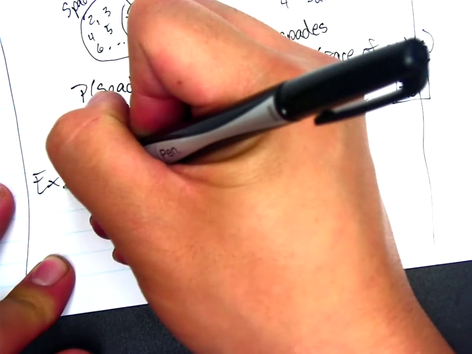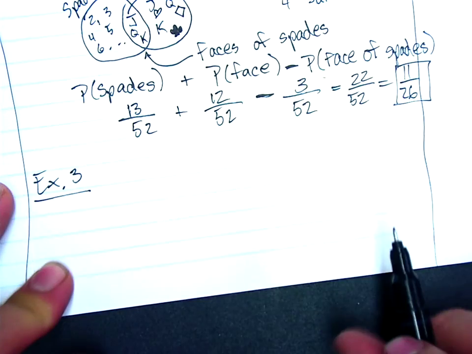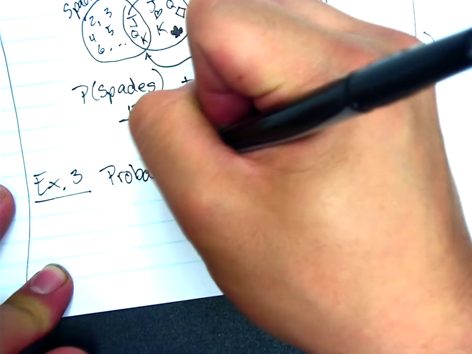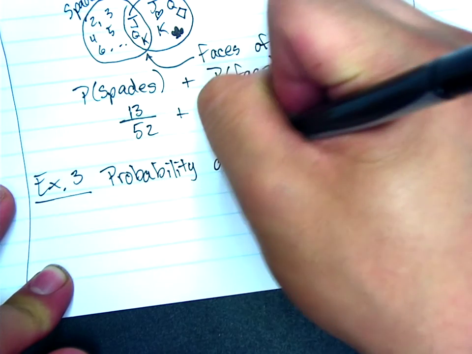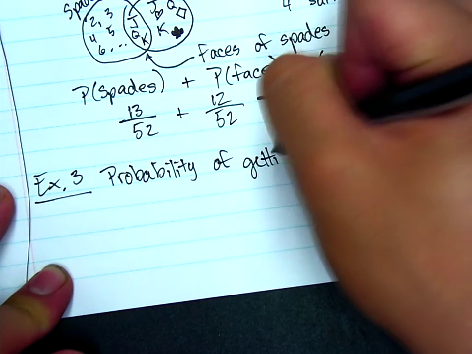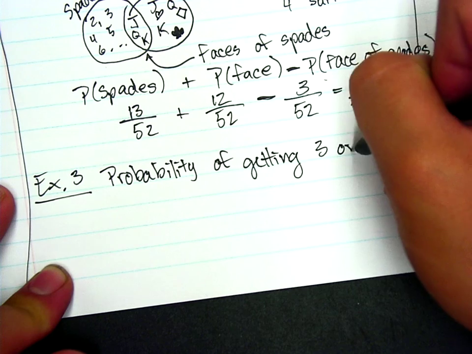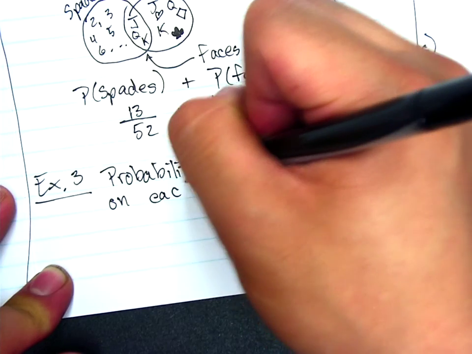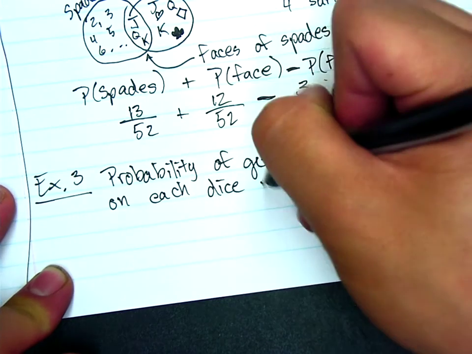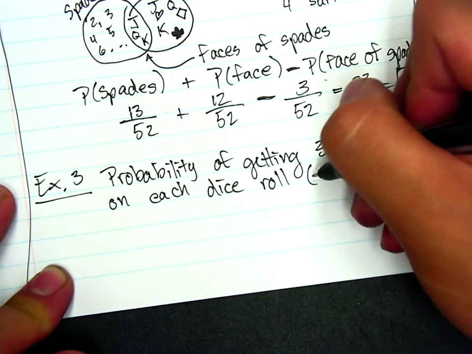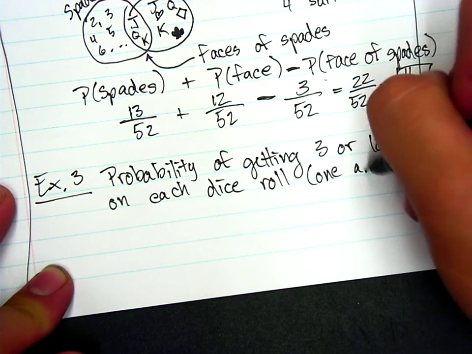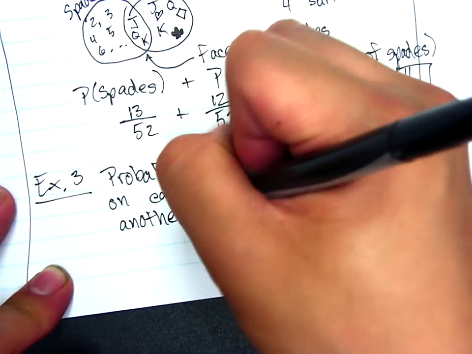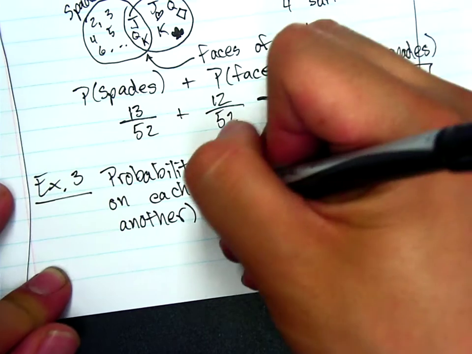Example 3. The question is, what is the probability of getting 3 or lower on each dice roll? And to be specific, we're talking about one after another, because some people might think that rolling 2 dice together at the same time somehow influences it.